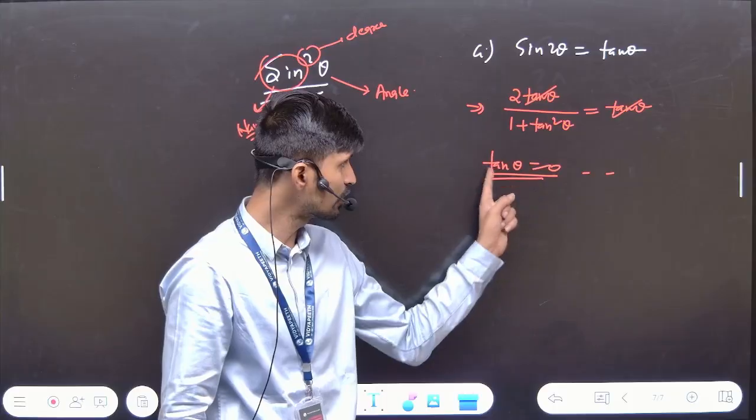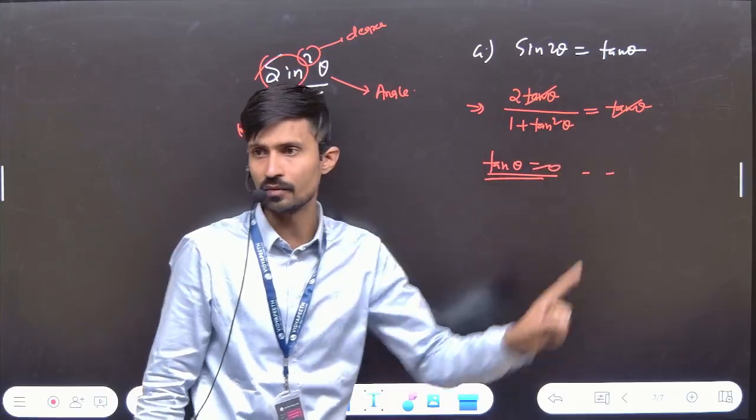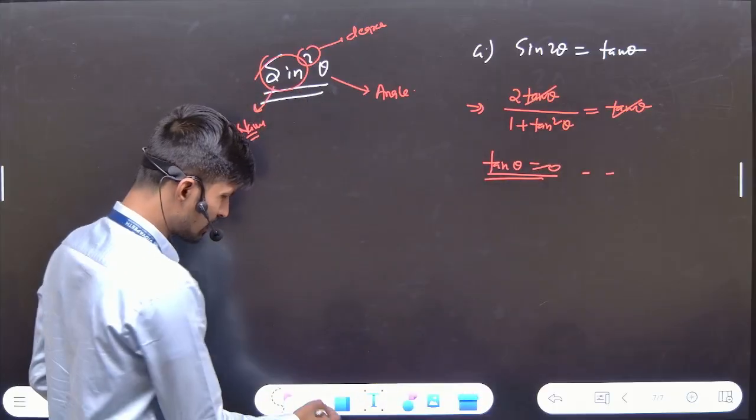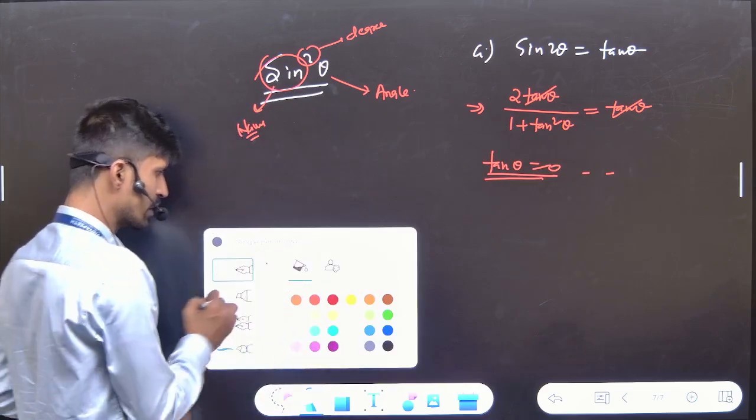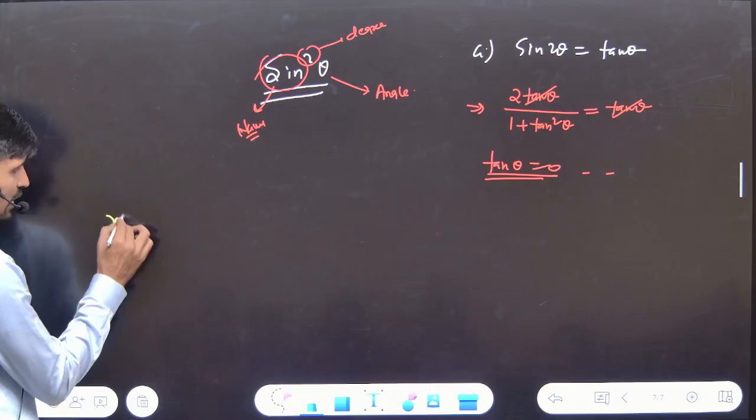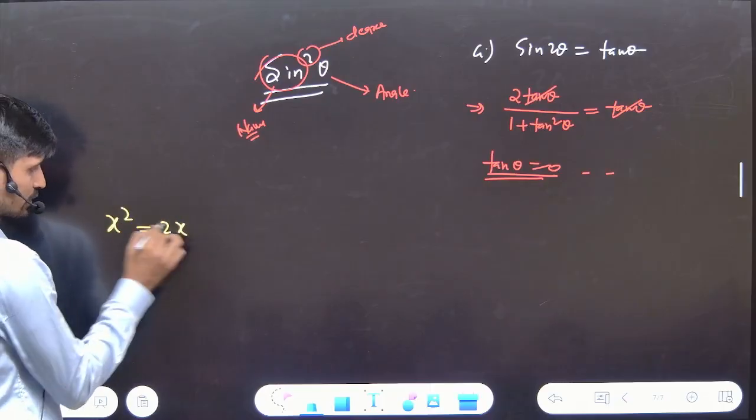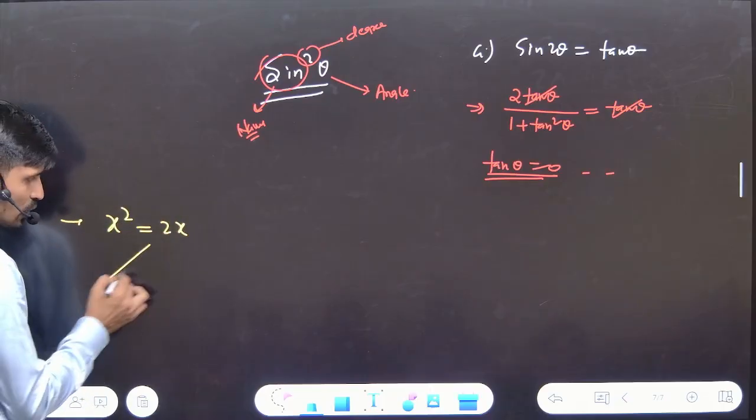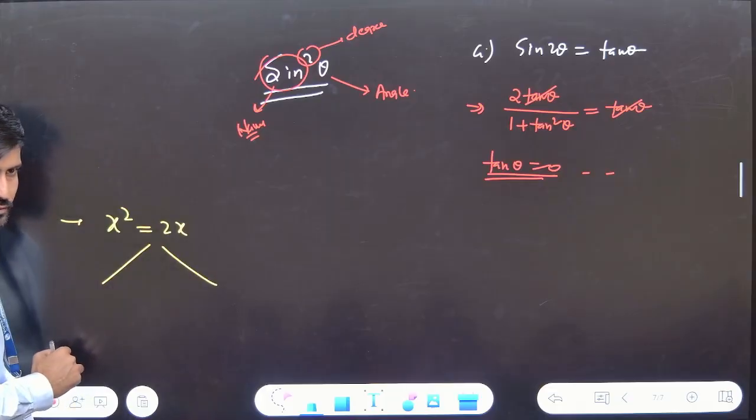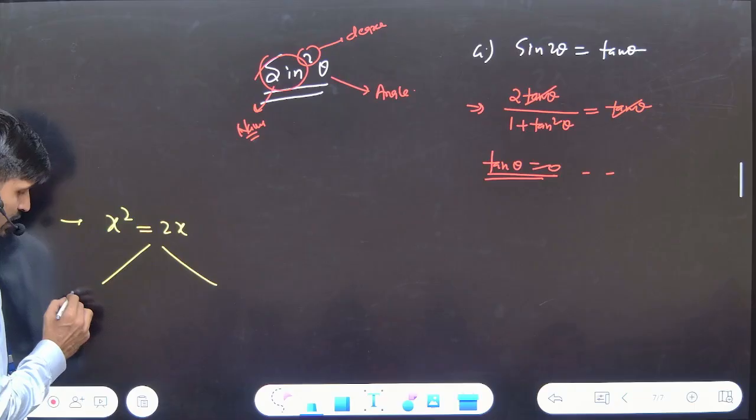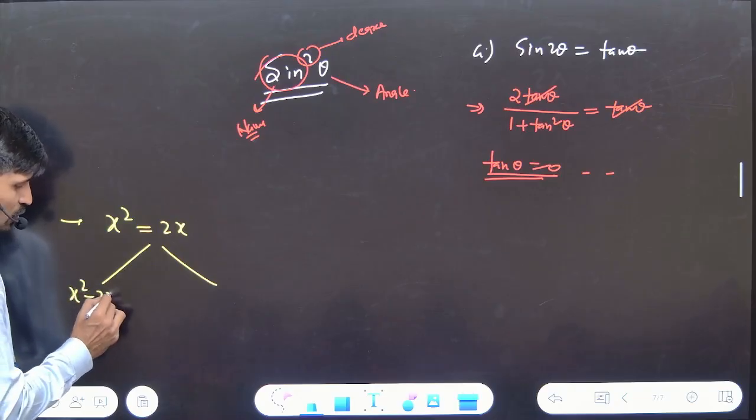And whatever answer you will get from here, that will also be the answer of that. Now you say, sir, how? Sir, explain once with some different example. See, suppose x square is equal to 2x. I am solving it with two ideas. Suppose someone is saying, sir, x square minus 2x is equal to 0.